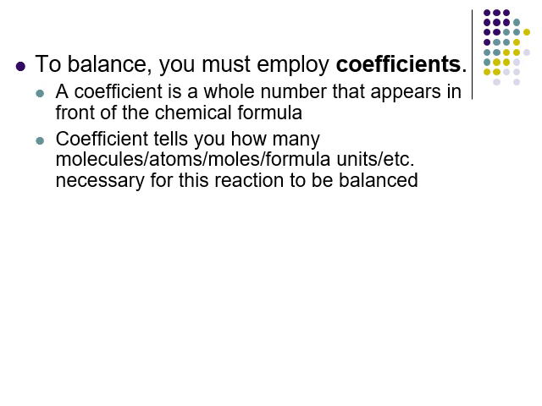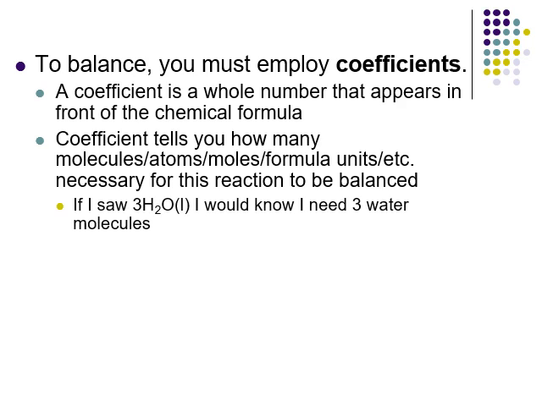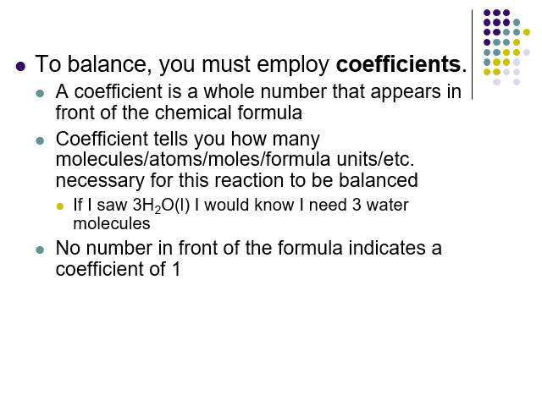In a chemical equation, it plays the exact same role. The coefficient tells us how many molecules, atoms, formula units, moles, whatever are necessary for that reaction to be balanced. So for instance, if during looking at a chemical equation I saw 3 H2O, I would know that for that reaction to be balanced, I need 3 water molecules. Also, like in math, no coefficient shown indicates a coefficient of 1. Again, in math class, you don't write 1x, you just write x. So if it has a coefficient of 1, you don't have to write it. Writing it isn't wrong, just not necessary.